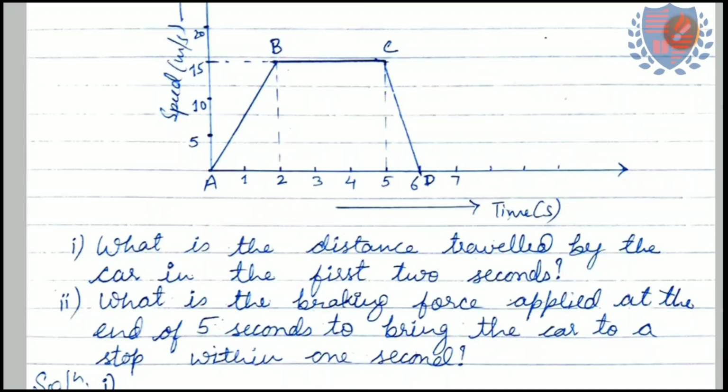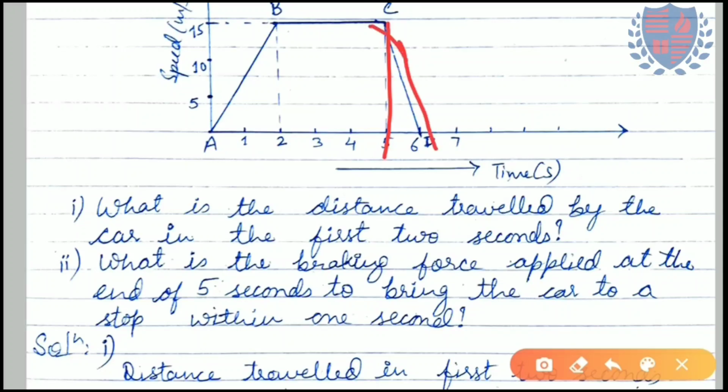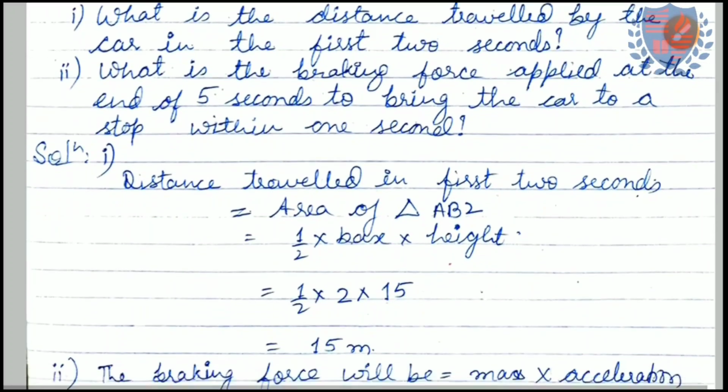Now come to the second part. What is the braking force applied at the end of 5 seconds to bring the car to a stop? At the end of 5 seconds, the car starts retardation, and within 1 second, the speed of the car comes to 0. The time duration here is 1 second. So for 1 second, we have to find the braking force. Now I have given the solution.